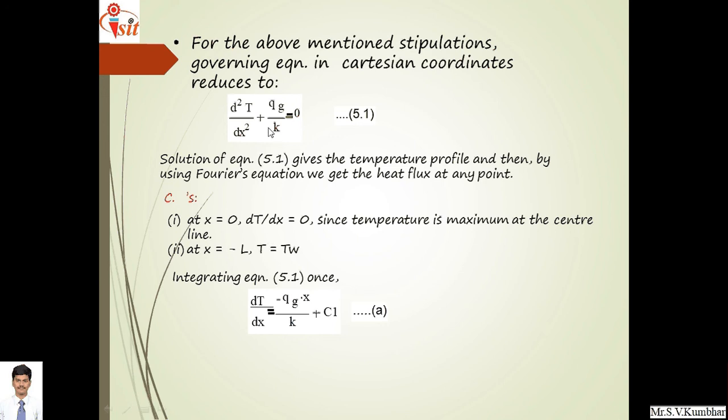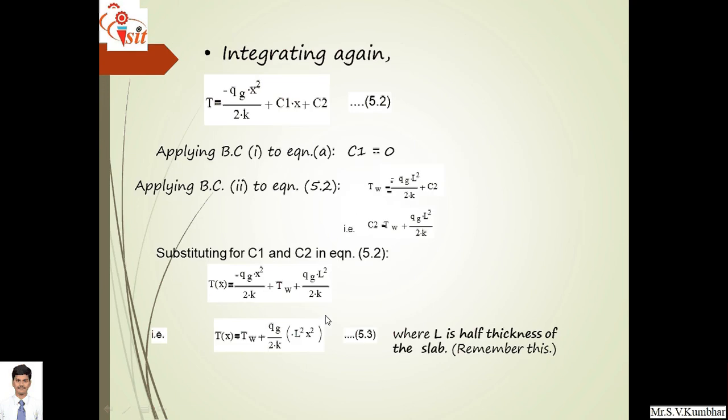So integrate equation 5.1 once, we will get dT upon dx. Take this qg upon k to the right hand side, we will get on integration dT upon dx is equal to minus qg x upon k plus c1. Again integrate this equation so that we will get only the T term. So the integration of this would be T is equal to minus qg x square upon 2k plus c1 x plus c2. This is the integration of the previous term.